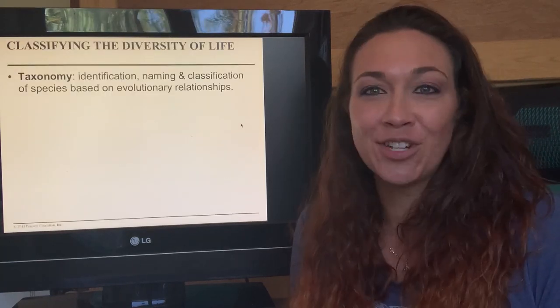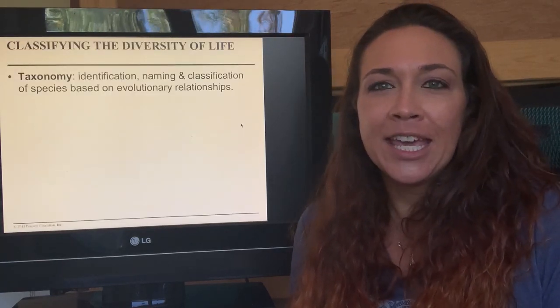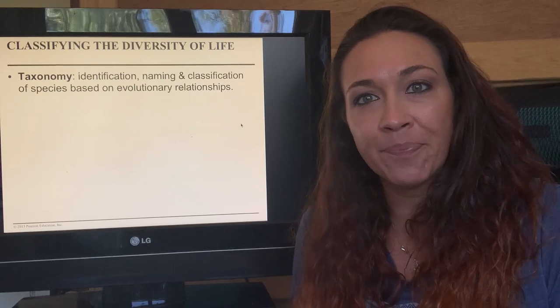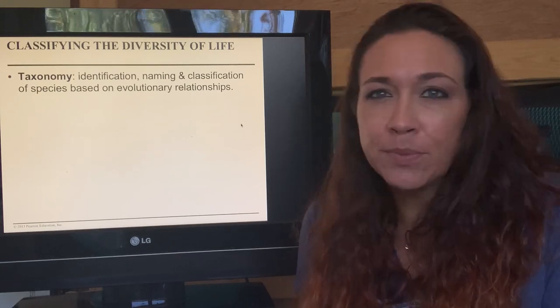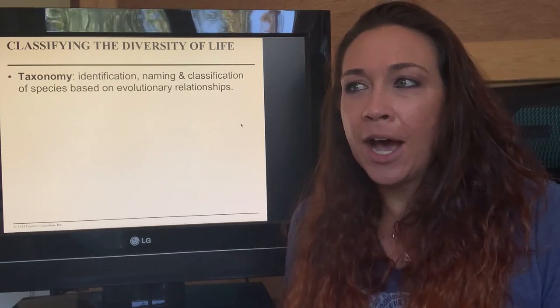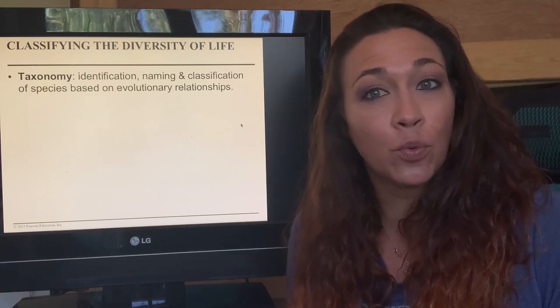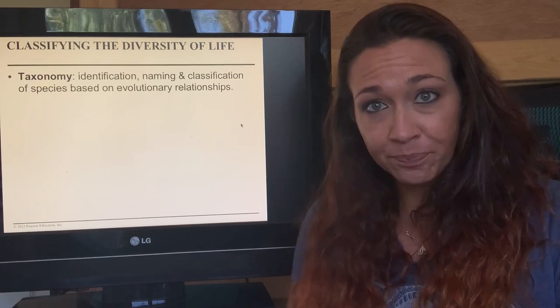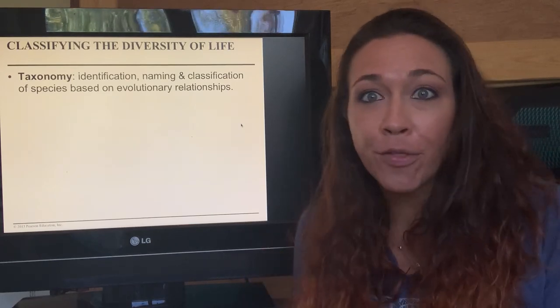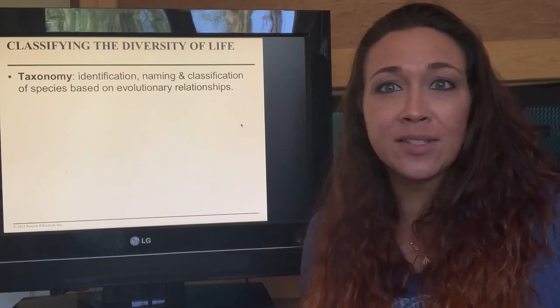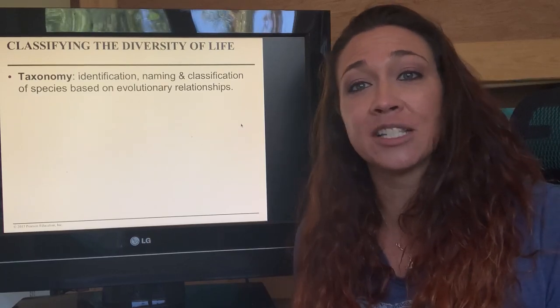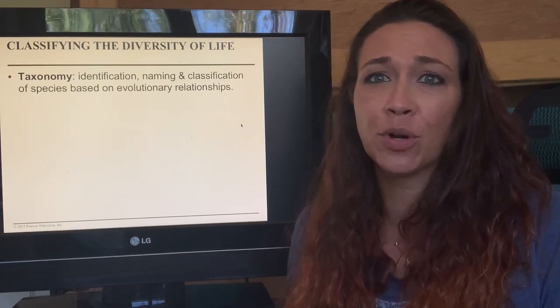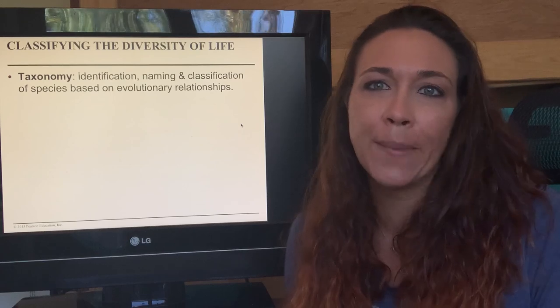All right, let's go ahead and get started. The first thing we're going to talk about is something called taxonomy. Taxonomy, also sometimes referred to as phylogenetics, is essentially a way that we group organisms. So we are all in the class Mammalia, meaning humans and every other mammal. Whales, cats, dogs, all of them fall under the class Mammalia. Well, how do we know that we're under the same class? How do we know that we're all mammals?